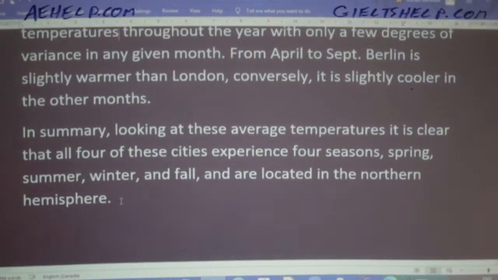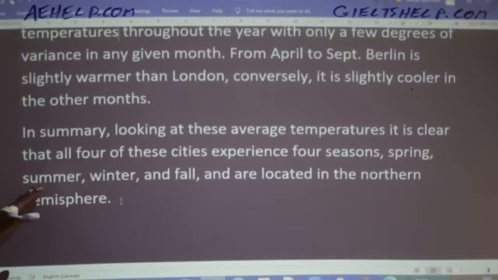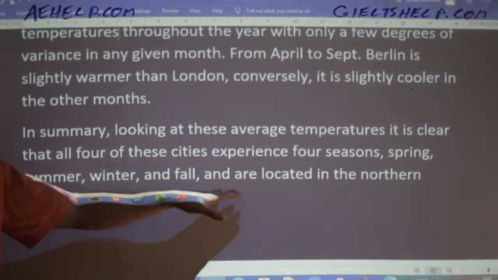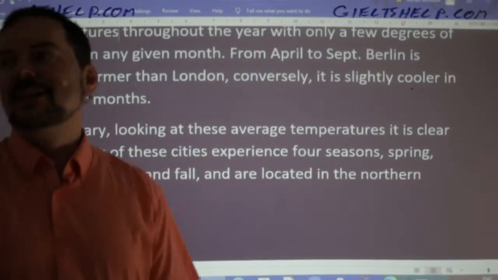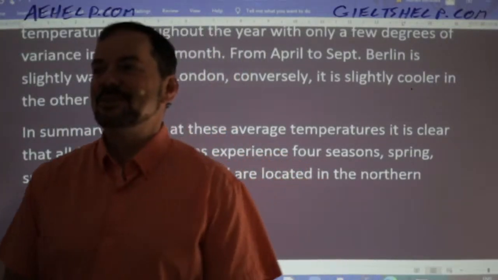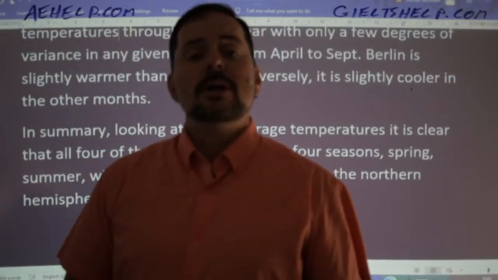In summary, looking at these average temperatures, it is clear that all four of these cities experience four seasons, spring, summer, winter, and fall, and are located in the Northern Hemisphere. Okay. And I can see June appreciates the geographic common sense. All right. So there's my essay.